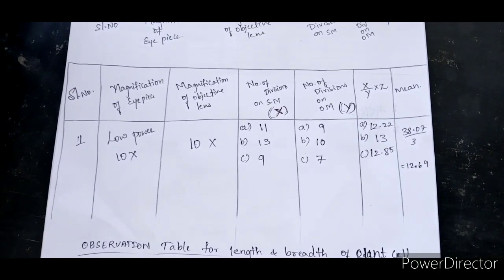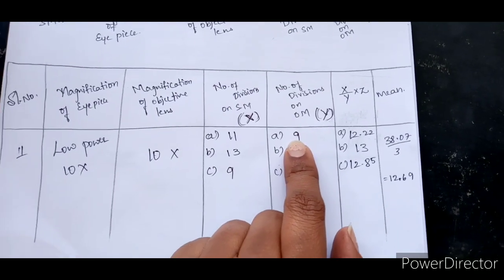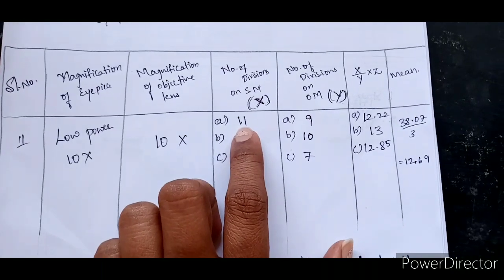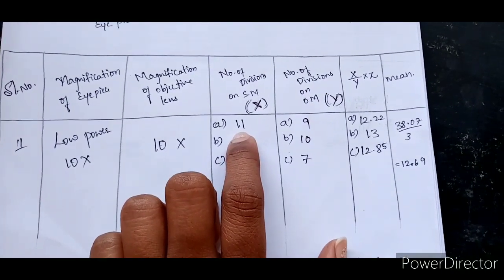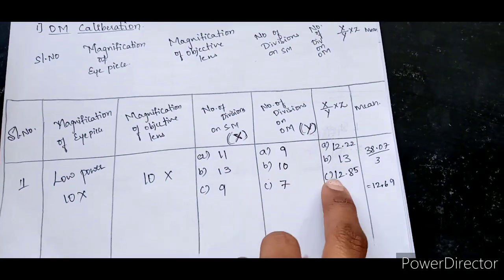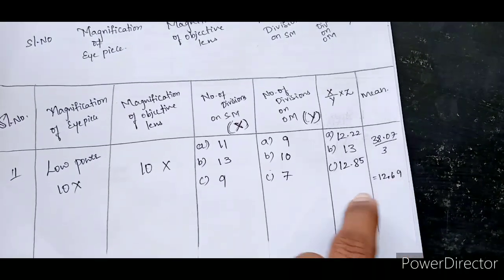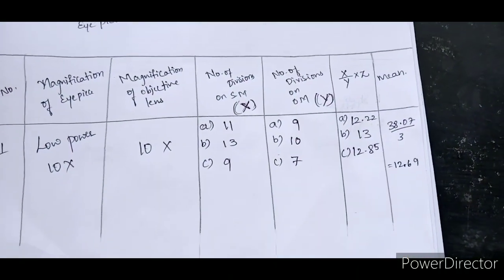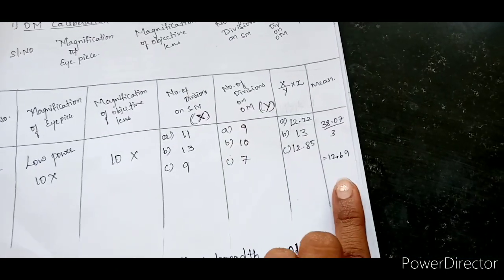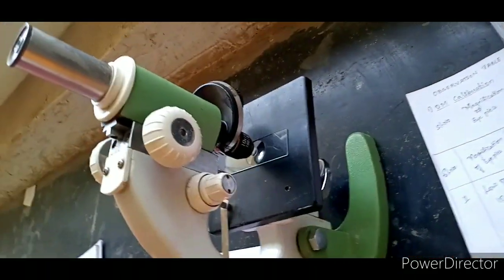After calibrating we get readings in this way, that is, 9 divisions on the ocular micrometer coincide with 11 lines of the stage micrometer. We got readings like this and we got a mean of 12.69. Now this is the standard measurement of this microscope.